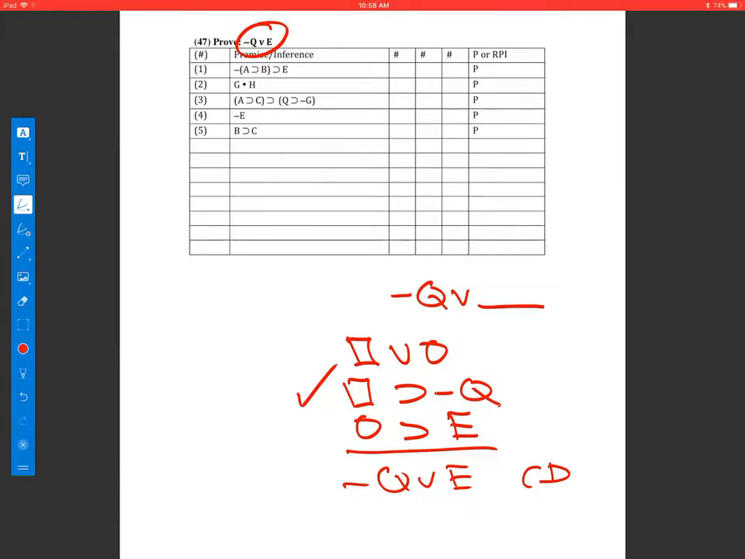So let me see if I have those parts. Blank then Q, not Q. I don't. So I think I'm going to have to go for this strategy, get the not Q and add the or E.